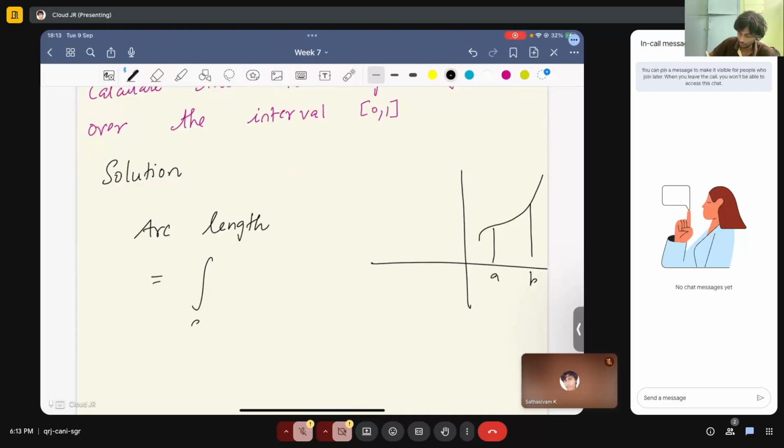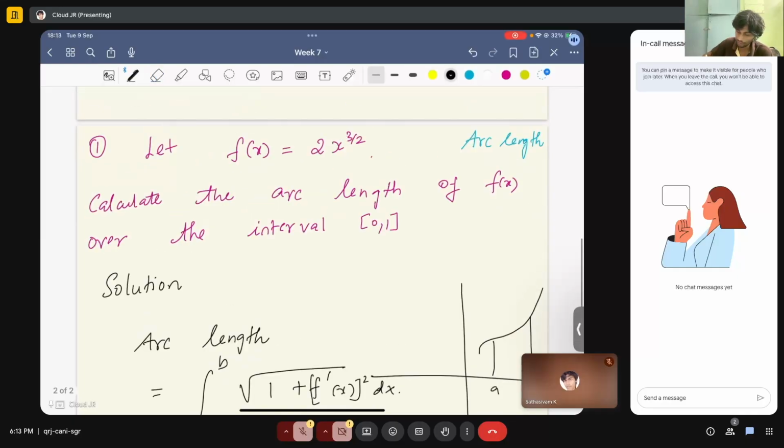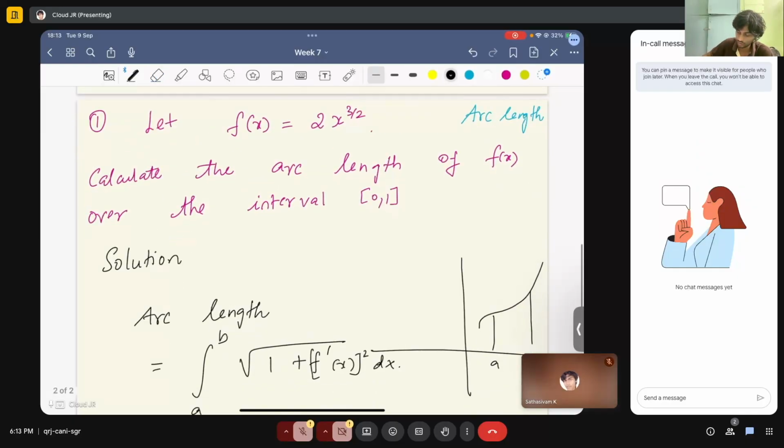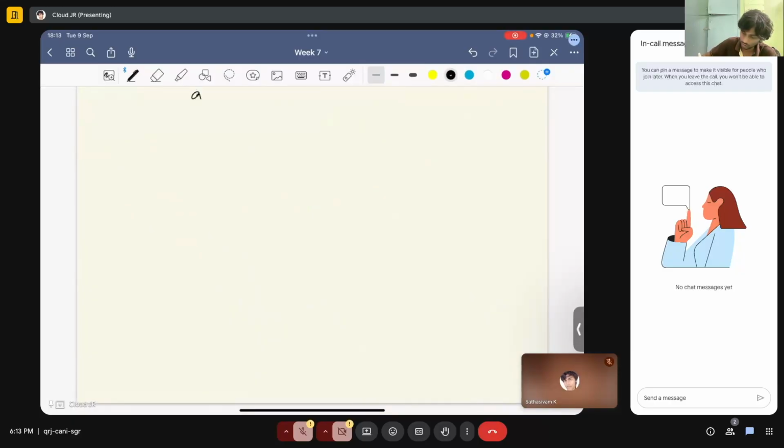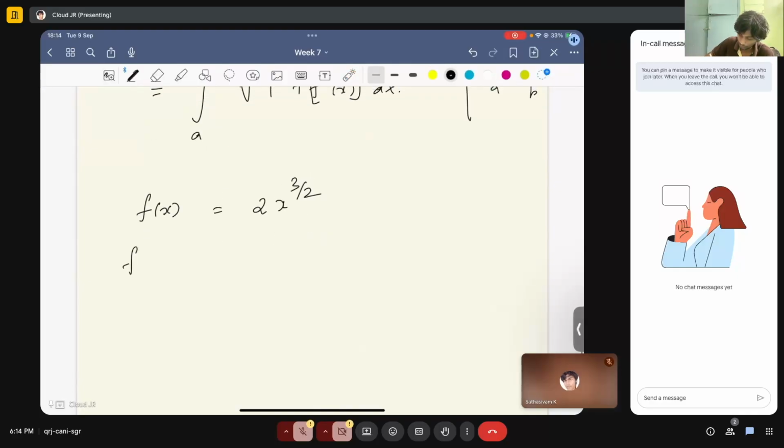This is the integral from a to b of the square root of 1 plus f prime of x squared, dx. Of course, it's assumed that your function is differentiable, etc. So this is the formula. Now we have f of x equal to 2x^(3/2). So we want to find f prime of x first, and then take the square, add 1, and take the square root. So let's find f prime of x.